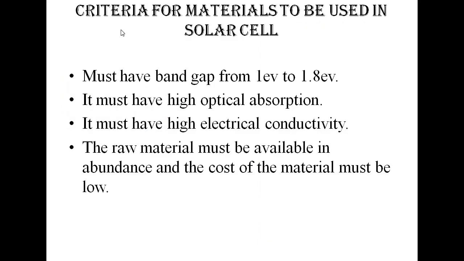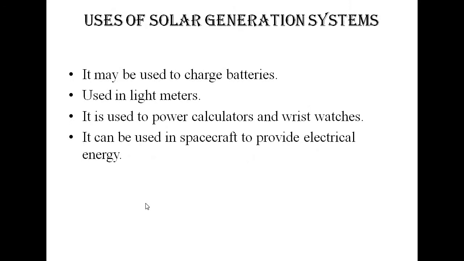After that, we have to discuss what the criteria are for the material used in a solar cell. It must have a band gap of 1 electron volt to 1.8 electron volt. It must have high optical absorption. It must have high electrical conductivity. The raw material must be available in abundance and the cost of the material must be low.